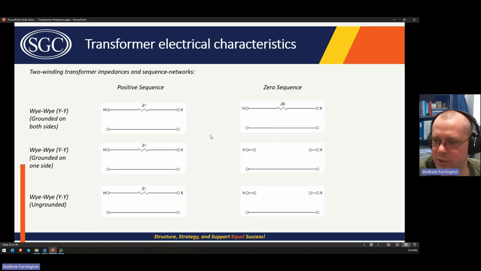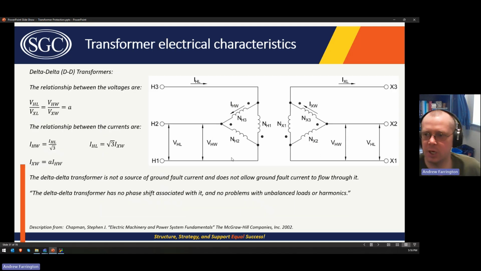And then delta delta is also an option. They don't have issues with third harmonics, but they have no ground source. My understanding is that they're using them a little bit more commonly with distributed generation now, but I've never actually worked on a project that had a delta delta transformer. So I guess that's about it on delta delta transformers.